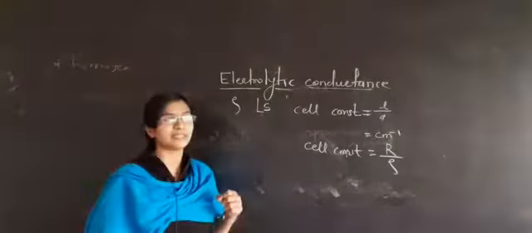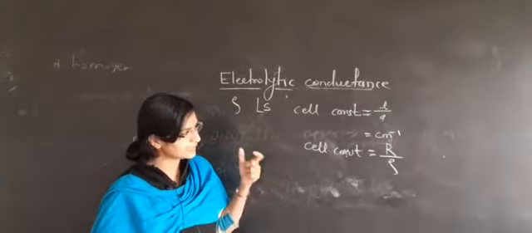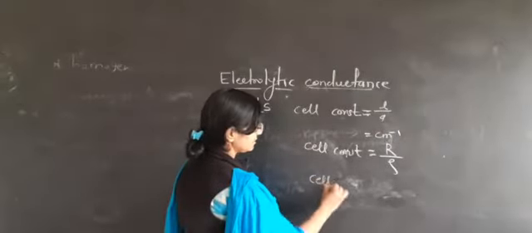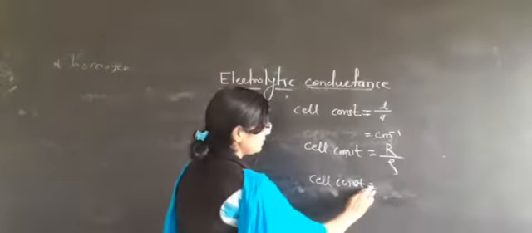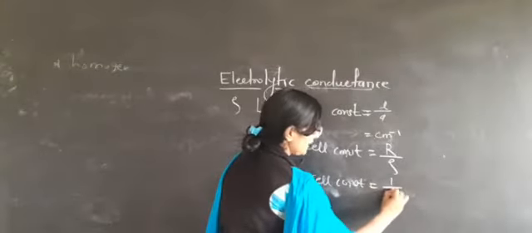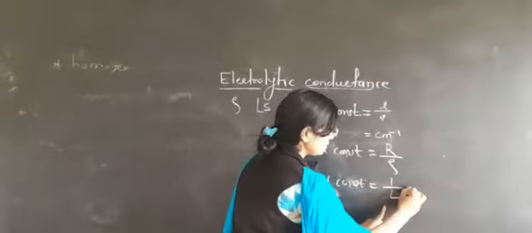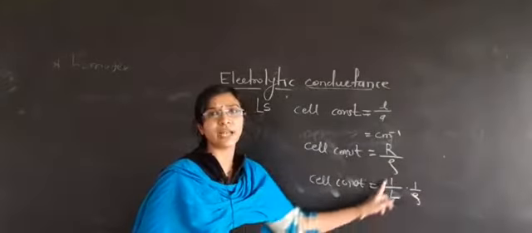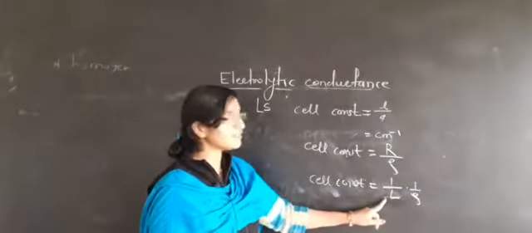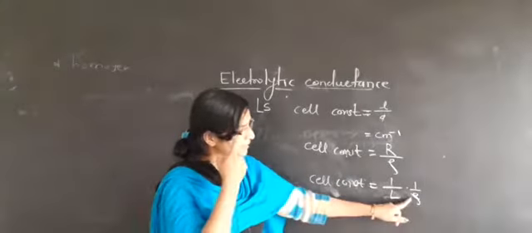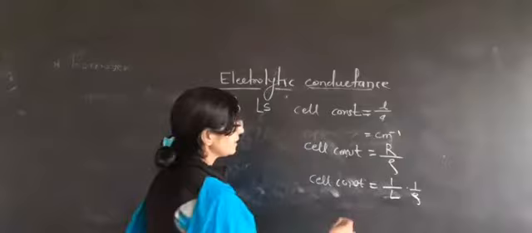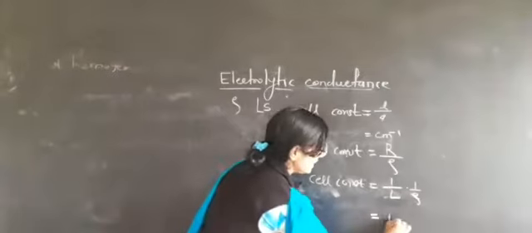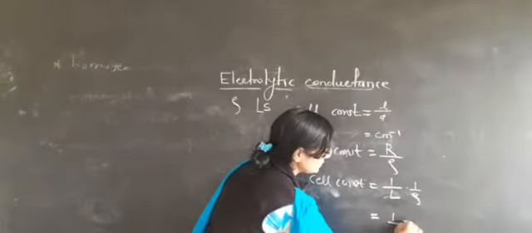Students, you should also understand that if, instead of resistance, conductance is given to us, then the cell constant is equal to what? It is the relation 1 upon R into 1 upon rho. This is also one of the relations we have to develop, if conductance is given instead of resistance and specific resistance is known to us. We can develop another relation, that is 1 by R into specific resistance.